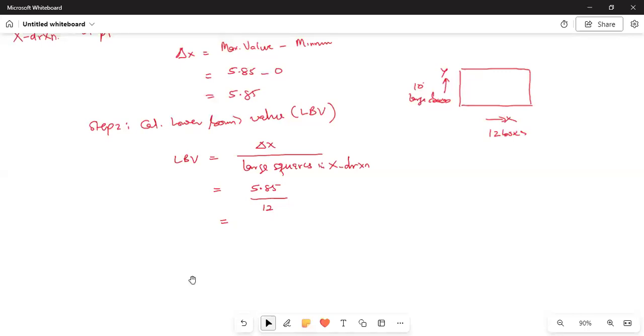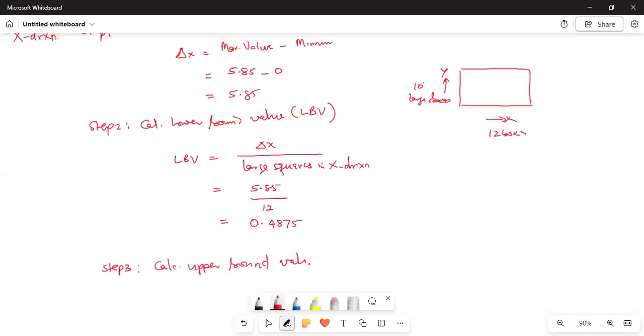This will give us 0.4875. Okay. Step 3. Calculate upper bound value. So let me call it upper bound value, UBV. Let me call it that way for short.